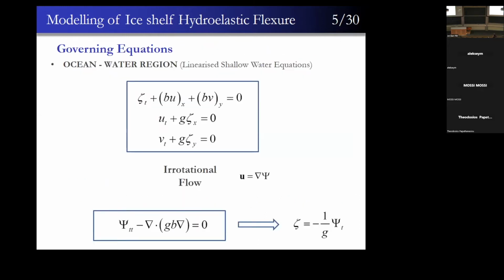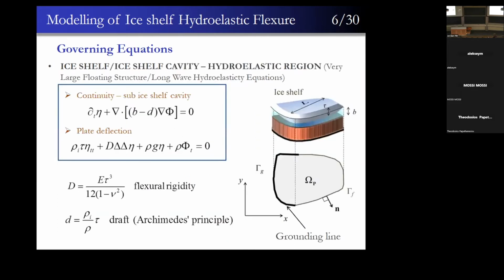So I will quickly go through the equations. I'm using the linearized shallow water equations, assuming irrotationality of the flow in the area of the water where we do not have the ice shelf. We have a d'Alembert type wave equation, very standard. In the ice shelf and sub-ice shelf cavity region, we have the continuity of the mass, so eta denoting the deflection of the ice shelf and phi the velocity potential.